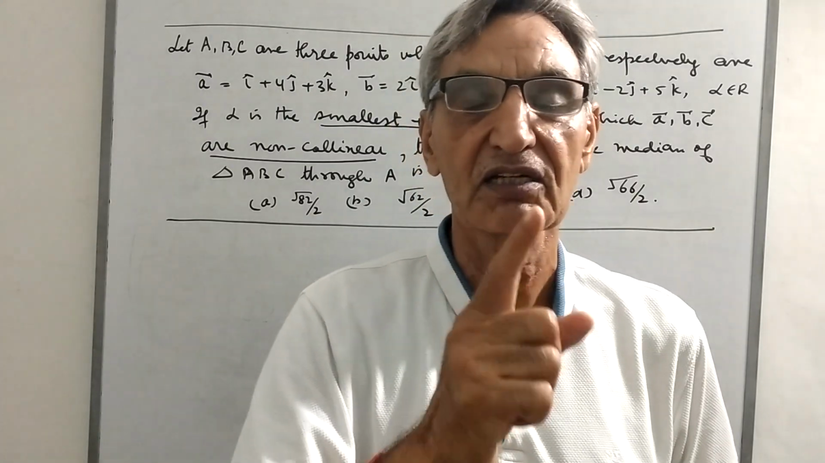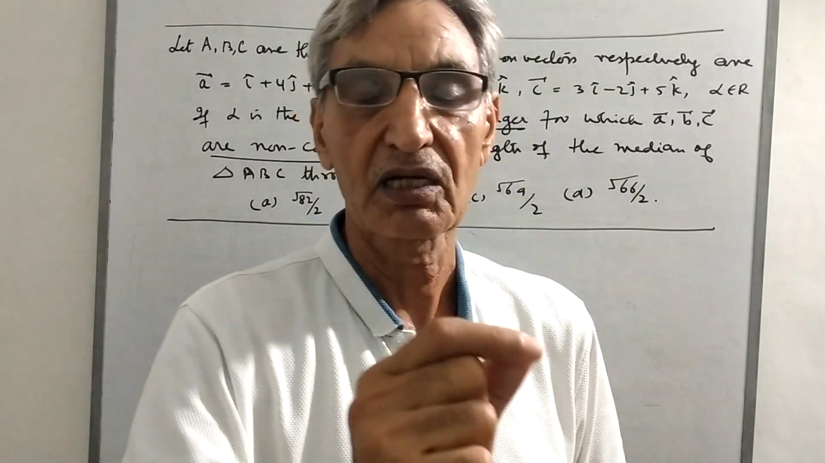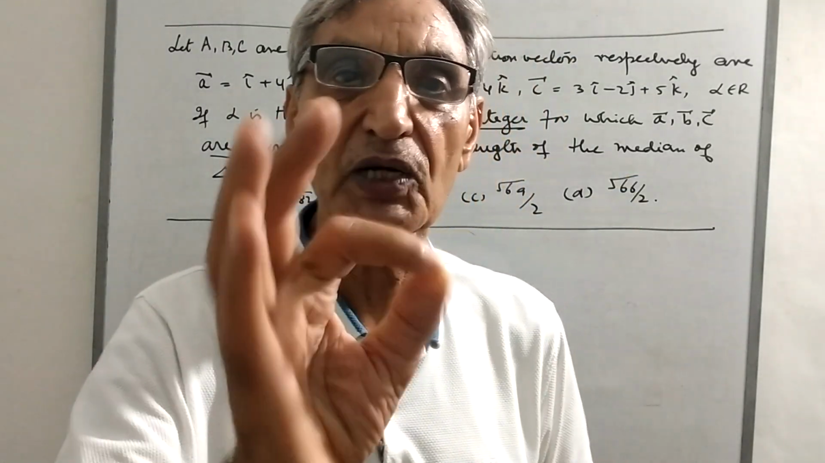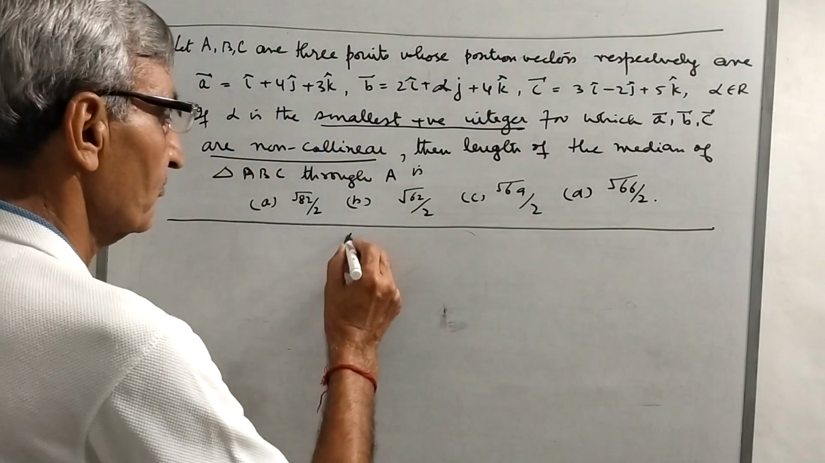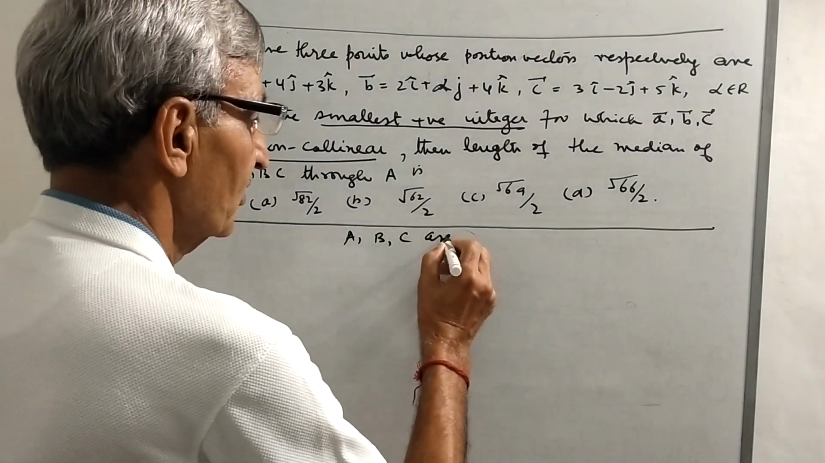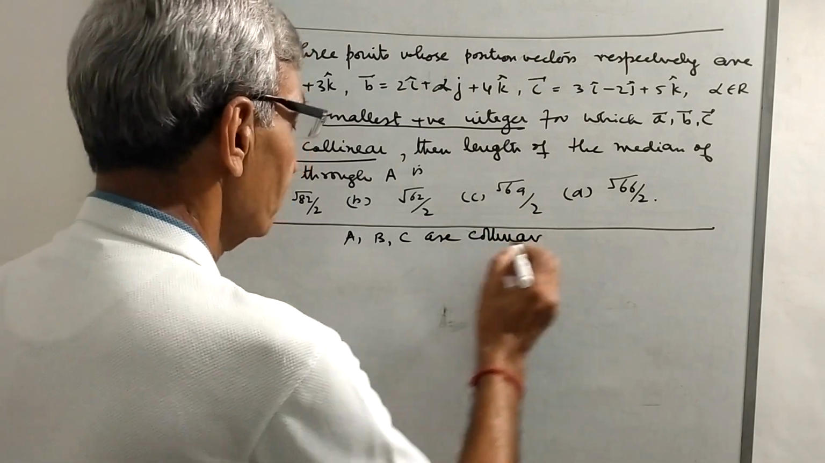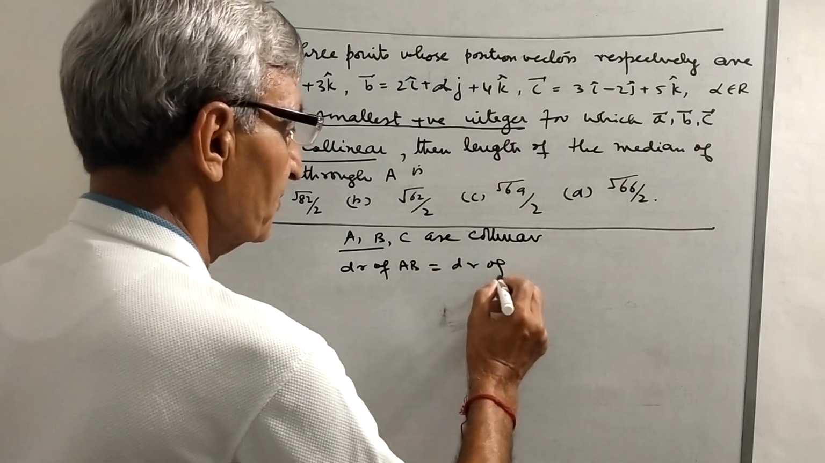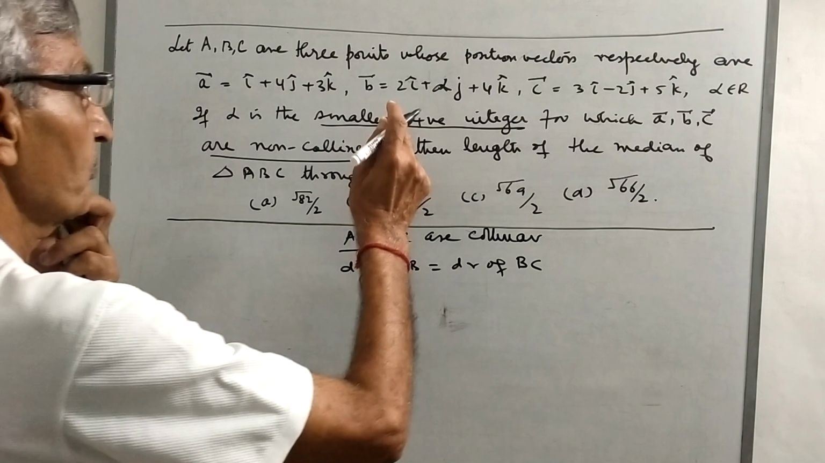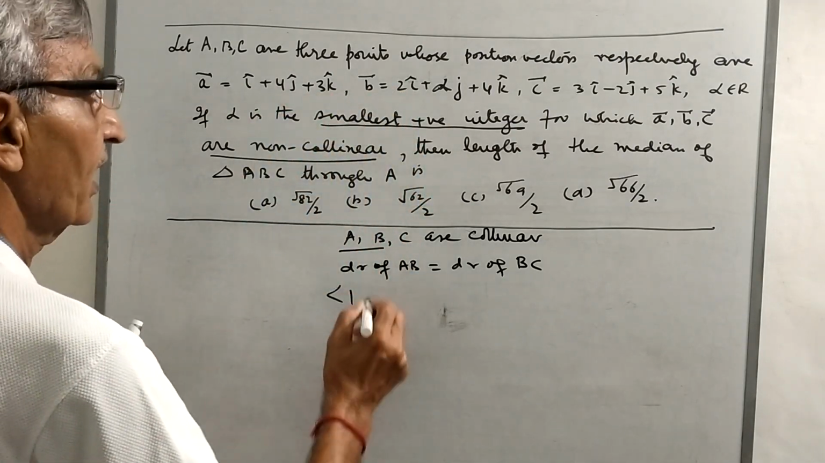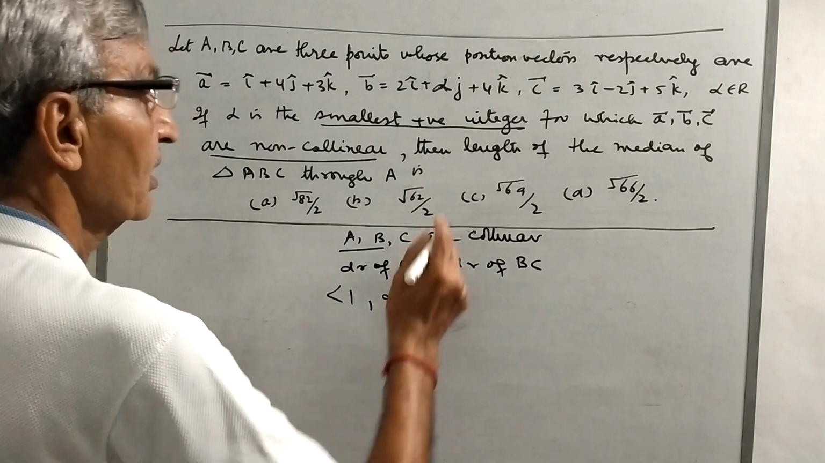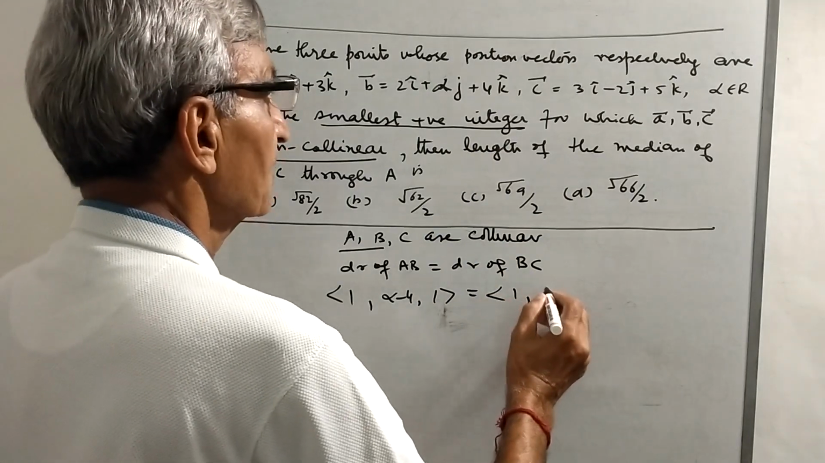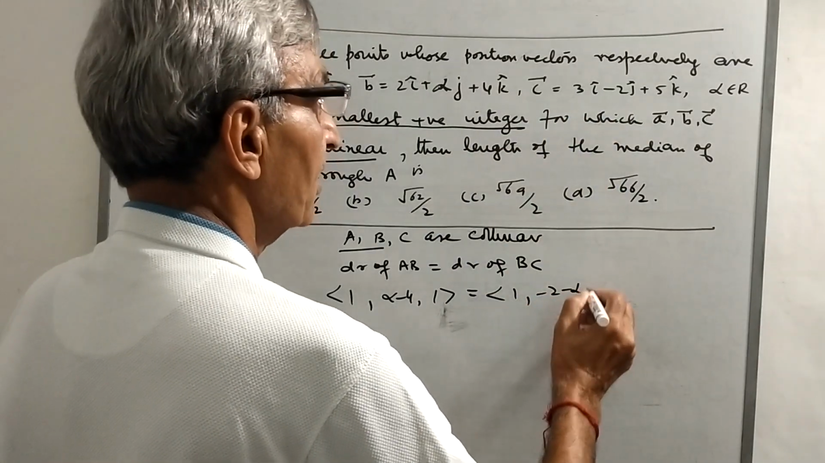So first of all, when ABC will be collinear, what will be the value of alpha which makes the points ABC collinear? When the points A, B, C are collinear, they are in a line, therefore the direction ratio of AB will be equal to the direction ratio of BC because they are parallel. The direction ratio of AB is 1, alpha minus 4, and 1, and the direction ratio of BC is 1, minus 2 minus alpha, and 1.